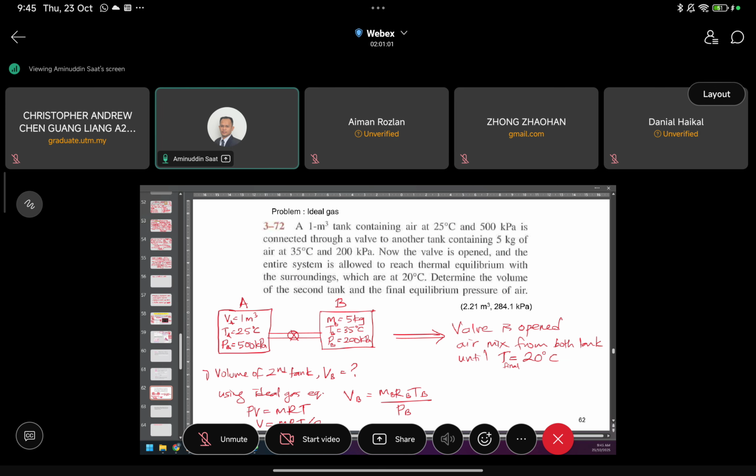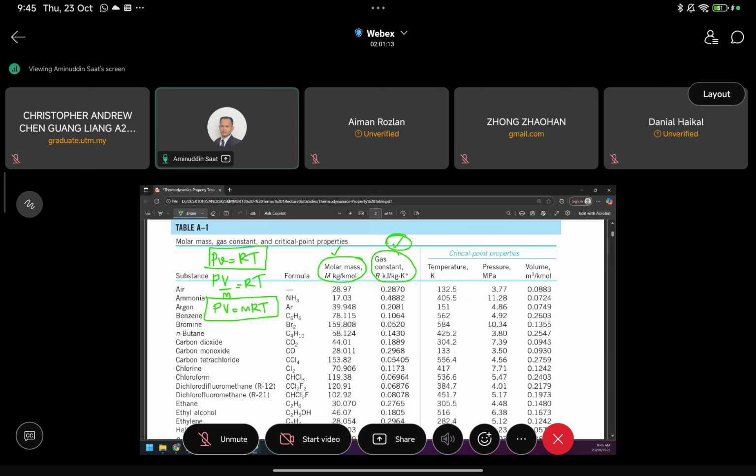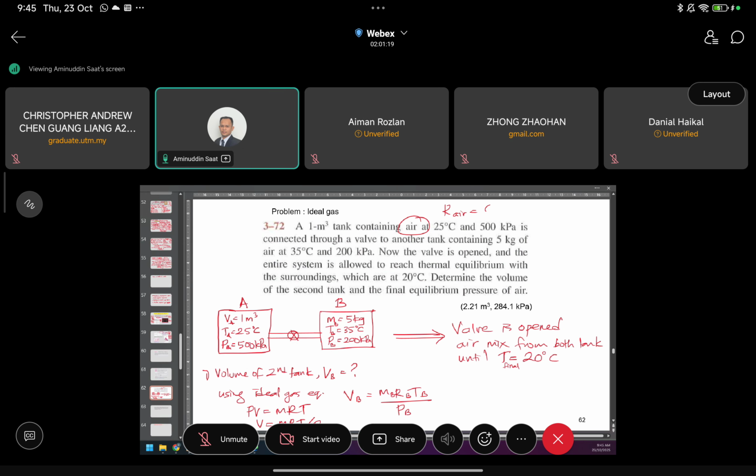Okay, this is air, right? So R for the air, from the table, we can find air, is 0.287 kilojoule per kilogram Kelvin. This is from table A1. So you just put everything back into the calculation. mB is 5 kilogram, RB 0.287, TB is 35.